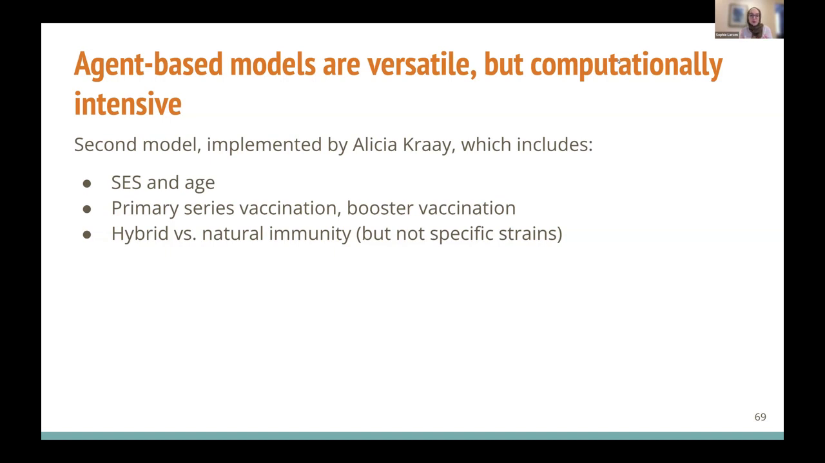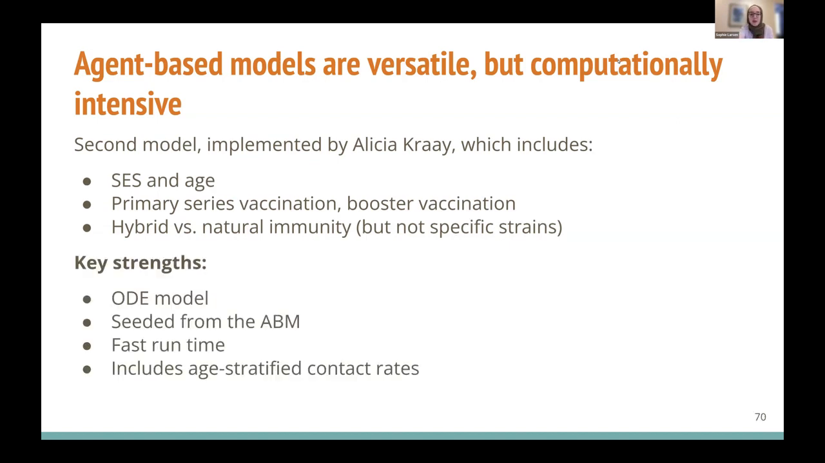This model includes socioeconomic status and age, just like the first one. It includes primary series vaccination and booster vaccination. And then it takes into account hybrid versus natural immunity, but it doesn't look at specific strains. And the advantages of this model, it's an ODE model.